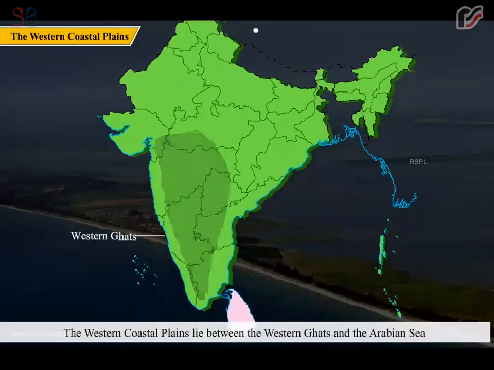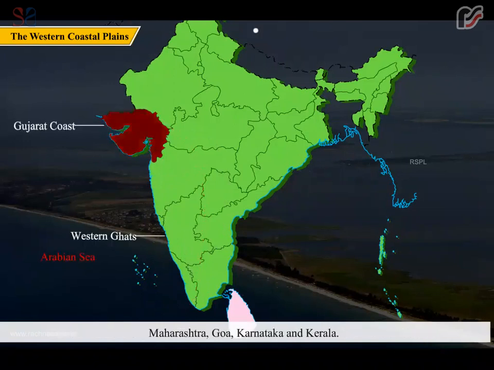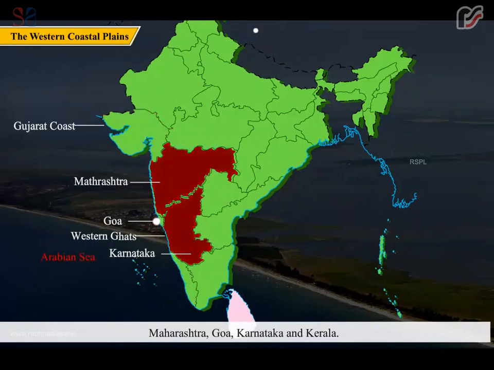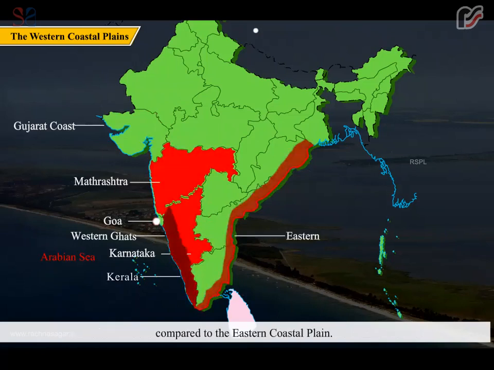The western coastal plains lie between the Western Ghats and the Arabian Sea and stretch from Gujarat to Kerala. This region includes the coastal areas of Gujarat, Maharashtra, Goa, Karnataka and Kerala. The western coastal plain is narrower in width and has denser vegetation as compared to the eastern coastal plain. The average width is about 65 kilometers.